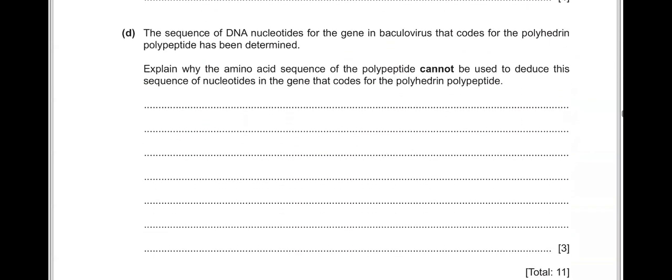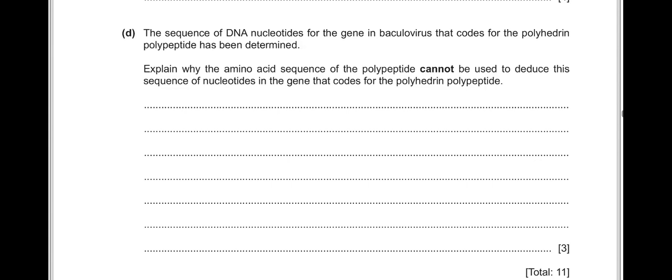Part D of this question number 3. The sequence of DNA nucleotides for the gene in baculovirus that codes for the polyhedron polypeptide has been determined. Explain why the amino acid sequence of the polypeptide cannot be used to deduce this sequence of nucleotides in the gene that codes for the polyhedron molecule. So, if we know the sequence of amino acids in the protein, can we use this sequence to determine the sequence of the nucleotides in the DNA molecule? We cannot do that. Why?